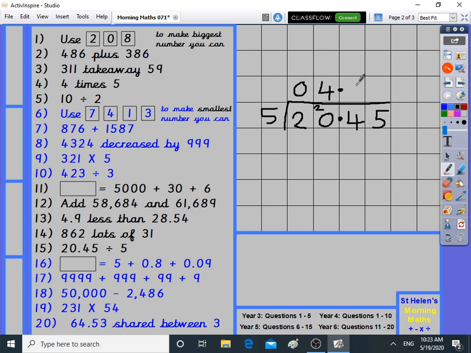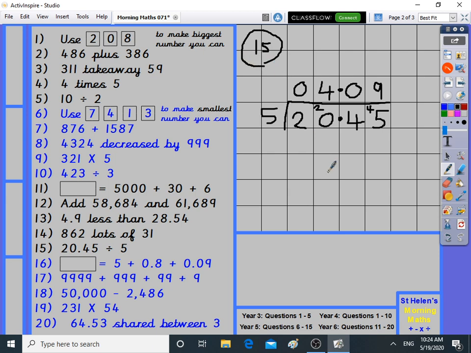5 into 4 doesn't fit. 5's too big to fit into 4, so carried a 4 that we didn't use. How many 5s in 45? 5, 10, 15, 20, 25, 30, 35, 40, 45. My fingers say 9. 4.09. That's what I thought it would be, so I'm quite happy with that answer. 20 divided by 5 would be 4. 45 divided by 5 would be 9. But in this case, because it's decimals, it's not really 45. It's 0.45, so it's 0.09. So we get 4.09.